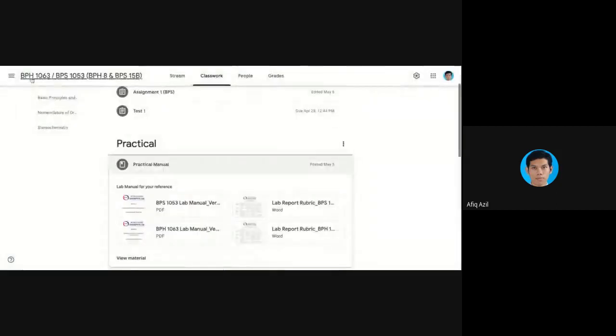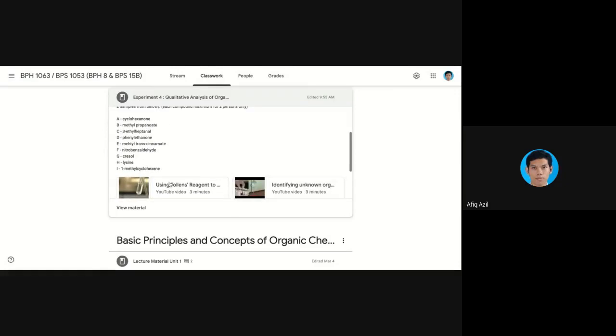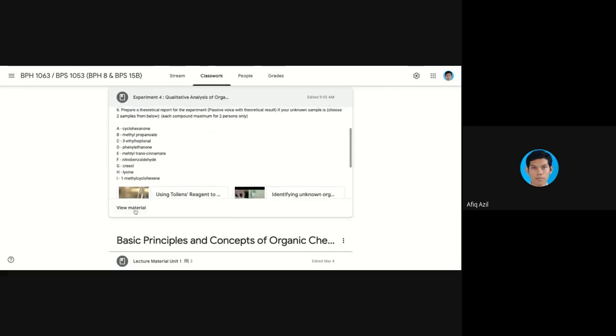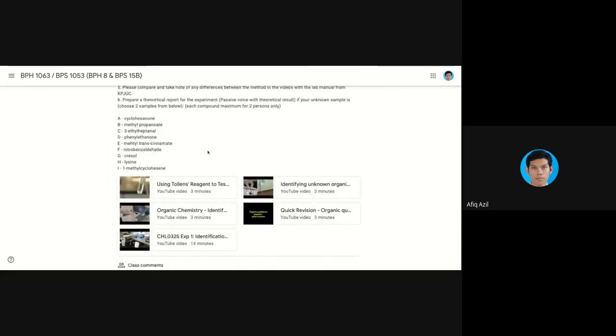There are 1, 2, 3, 4, 5, 6, 7, 8, 9, so there are nine compounds over here. Select two, but try to mix it around. I don't want everybody to pick compound A and compound B. Maybe you select A and B, another person selects E and F, and so on.